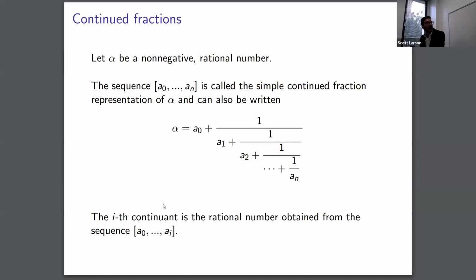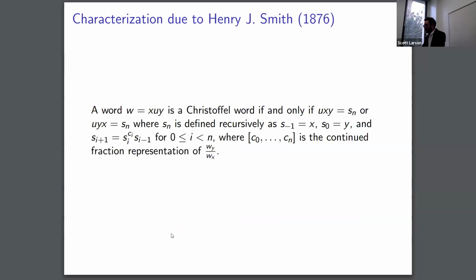Next up, we have continued fractions. We're going to let A be a non-negative rational number, and we're just going to define the continued fraction representation like this. And we'll have the ith continuant be the rational number obtained from the sequence that's just up to I. Henry J. Smith, in one of the early papers on the subject of Christoffel words, noticed this correspondence between continued fractions and Christoffel words and came up with a recursive way to develop them.